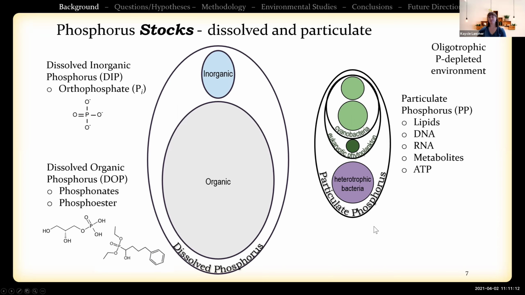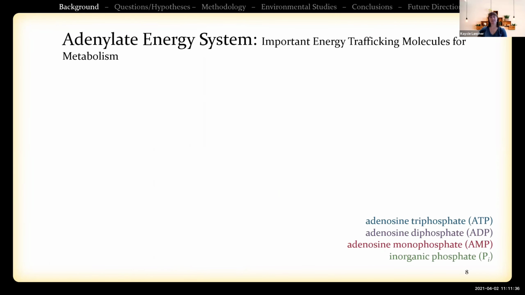In our particulate phosphorus, we're looking at the particles, so the actual microbes, these single cell organisms that include phytoplankton and bacteria and archaea and viruses. Looking at the actual particles is the phosphorus stocks. Whenever I'm thinking about activity within these phosphorus dynamics, I'm looking specifically at the adenylate energy system, which is important for tracking energy in microbial metabolisms, and it includes adenosine triphosphate, adenosine diphosphate, adenosine monophosphate, and that inorganic phosphate.